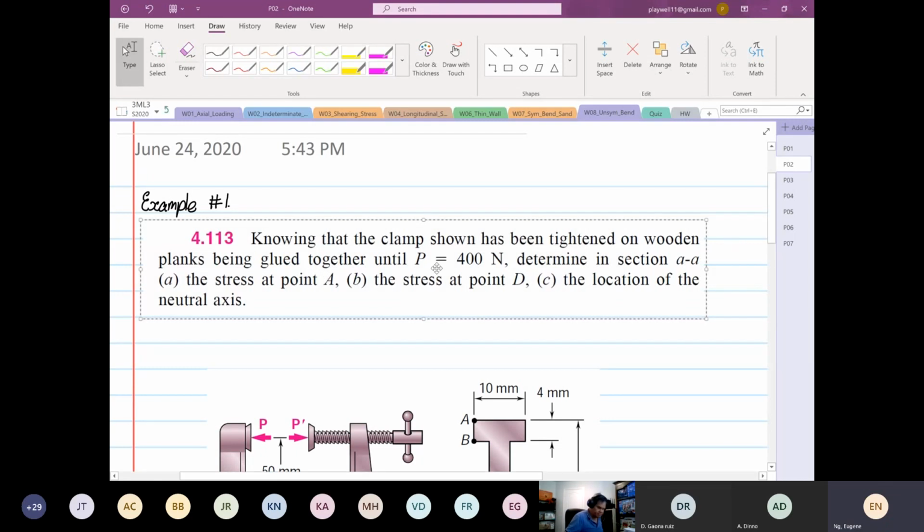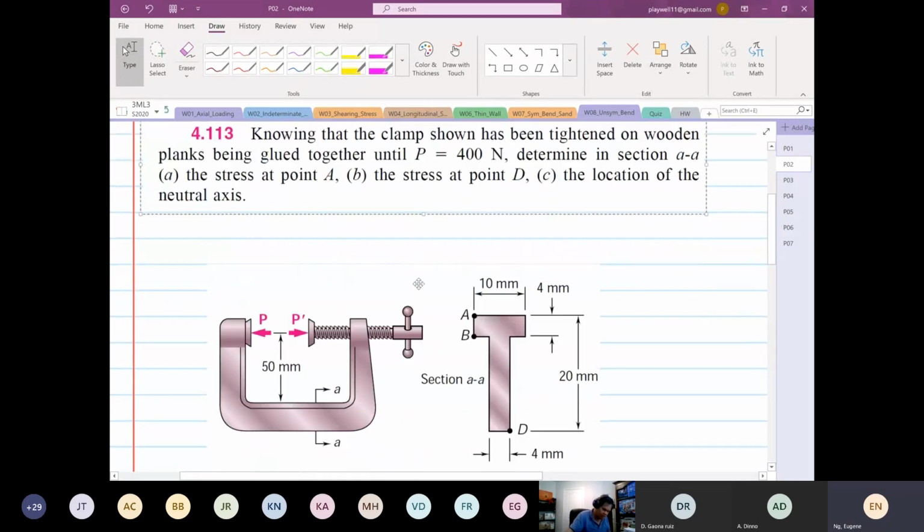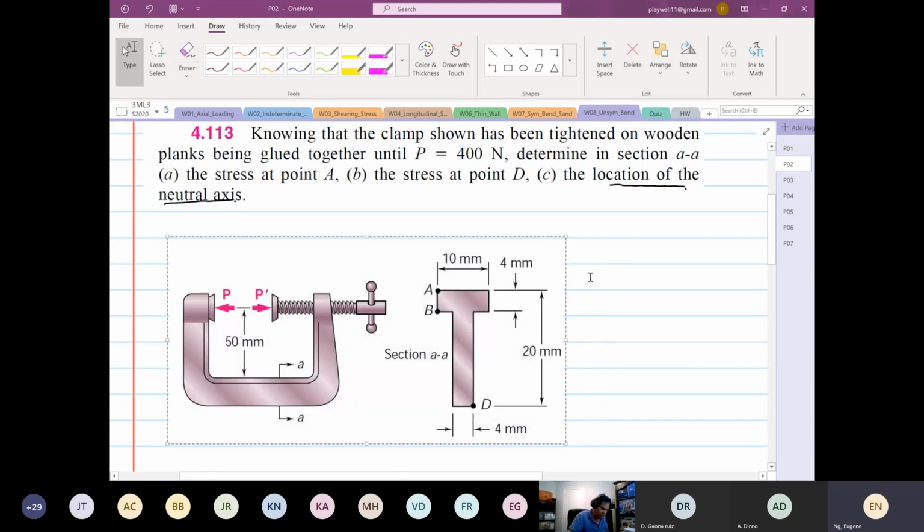Knowing that the clamp has been tightened on wooden planks being glued until P is equal to 500, determine in section A the stress at point A and the stress at point D, and then the location of the what? Of the neutral axis. Sometimes when you read the question, you must be wondering, why do you need to find the location of the neutral axis? The last part, they ask you to find the location of the neutral axis because there's a shift. So if you see there's a shift, then you know that this is not centric loading.